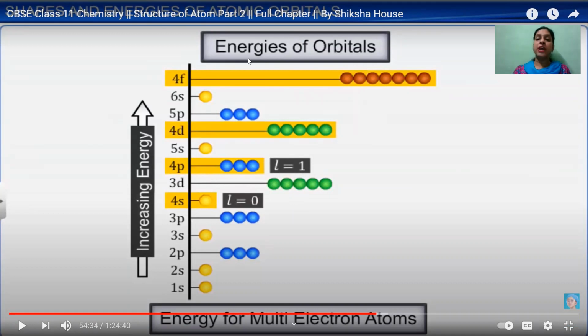Till that time, today we have studied about what are the shapes of orbitals, what are the radial nodes, what are the angular nodes, as well as how the energy increases with increase in principal quantum number of different orbitals. So for today, this much is.